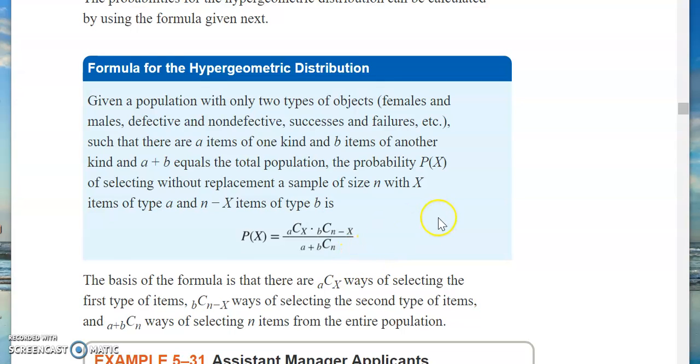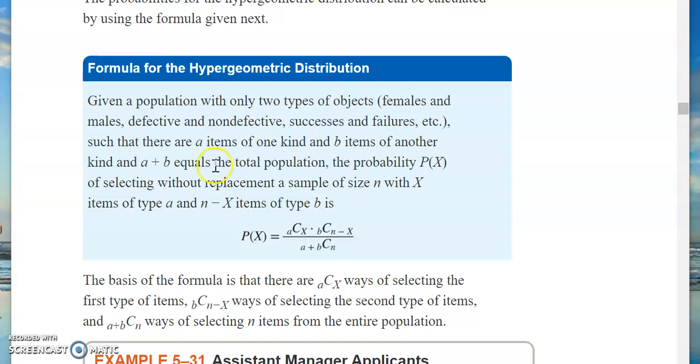Unfortunately, in my view, the author changes his notation here a little bit, and I'm sorry he did that, but we'll work our way through it. So we're given a population. There are only 2 types of objects: females and males, defective and non-defective, successes and failures, right-handed, left-handed, boys and girls, Republicans and not Republicans, all kinds of things that you could put in there. But there are 2 types of things that we're dealing with.